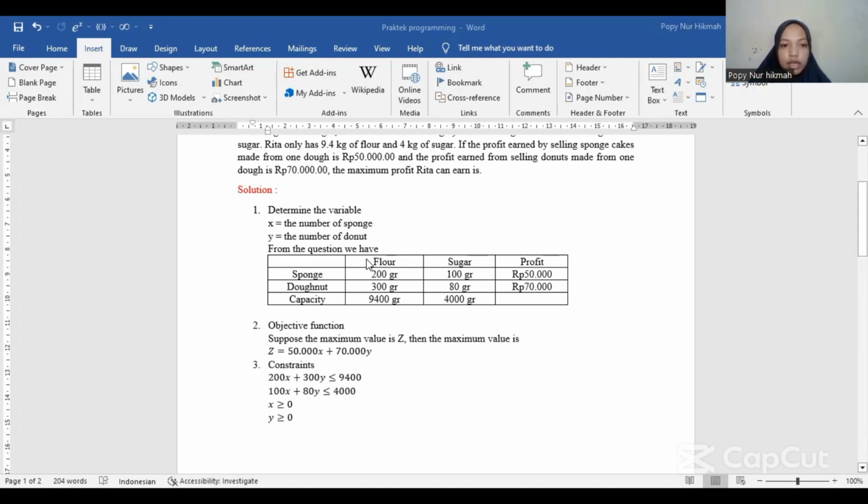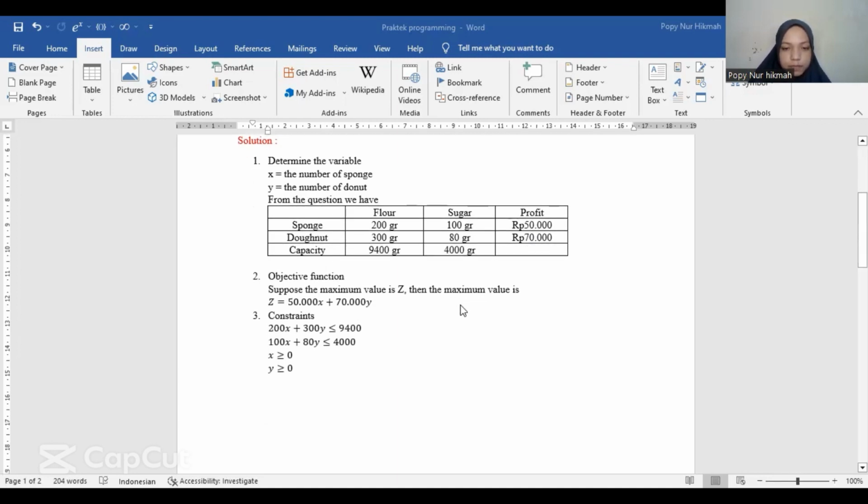Solution. First, we have to determine the variable. Suppose x is the number of sponge cakes and y is the number of donuts. From the question, for sponge we need 200 grams of flour and 100 grams of sugar, and the profit for sponge is 50,000 rupiahs. For donut, we need 300 grams of flour and 80 grams of sugar, and the profit for donut is 70,000 rupiahs. And the capacity for flour is 9,400 grams, and for sugar is 4,000 grams.